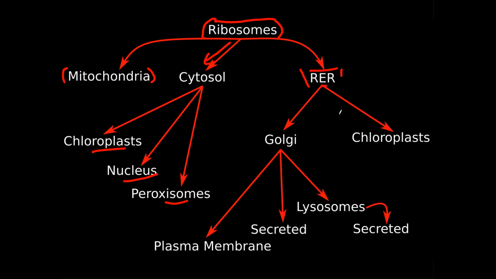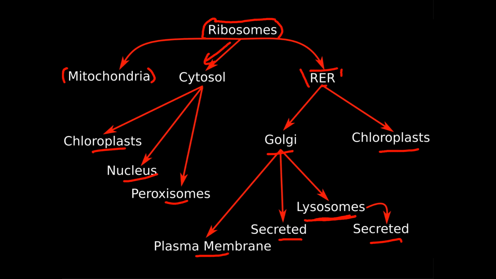In the rough endoplasmic reticulum, however, it could also go to the chloroplast in plant cells, or it could go to the Golgi, which we're going to talk about more in a lecture after this. From the Golgi, proteins can go to the plasma membrane, be secreted out of the cell, or go to the lysosomes, in which case they could also become secreted afterward. So from the origin on a ribosome, proteins can be directed a lot of different ways. It's not just one simple pathway.